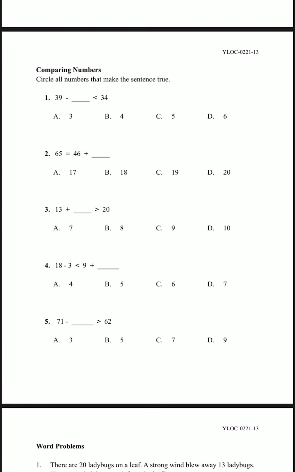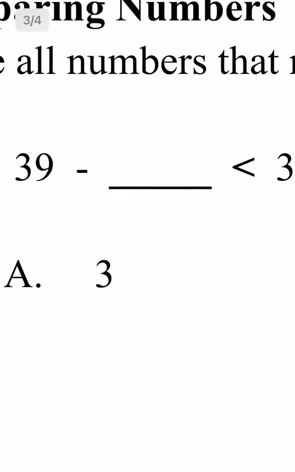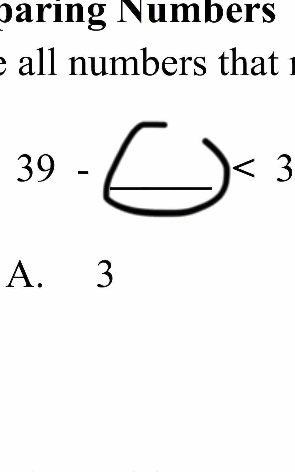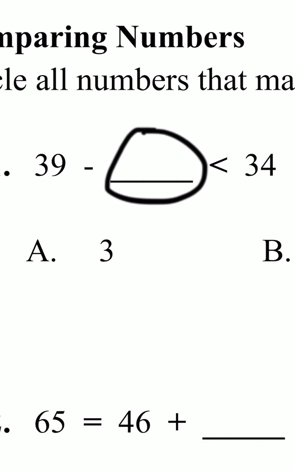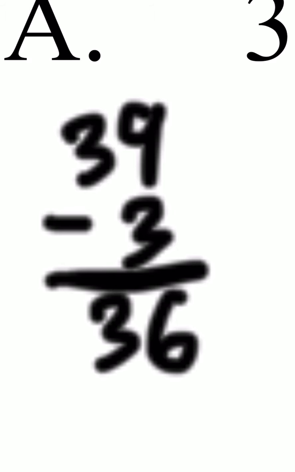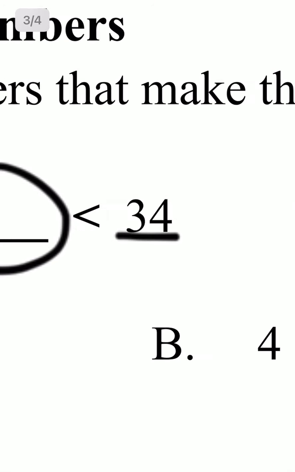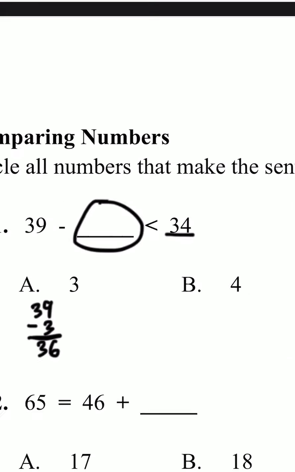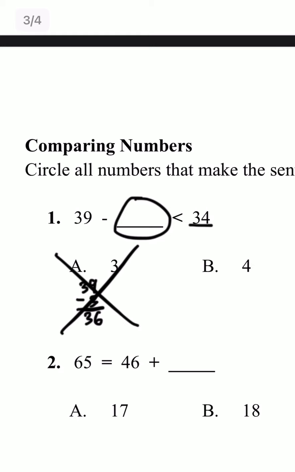For this part, we need to circle all the numbers that make the sentence true. Let's look at number 1. So 39 minus blank should be less than 34. Let's look at A. 39 minus 3. 9 minus 3 is 6. 3 minus 0 is 3. However, 36 is not less than 34, so A is not the answer.